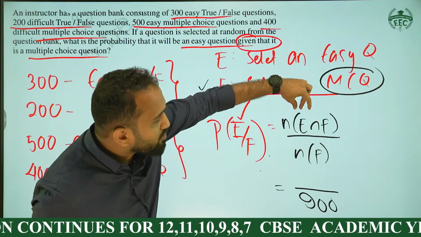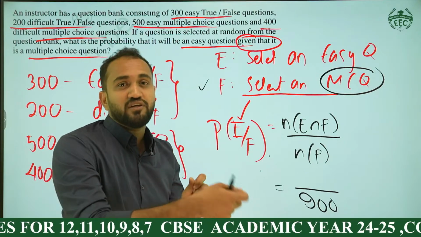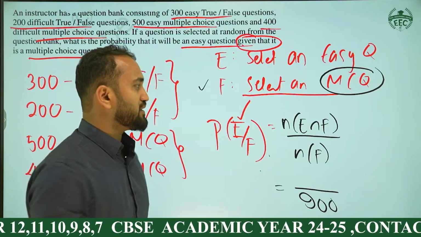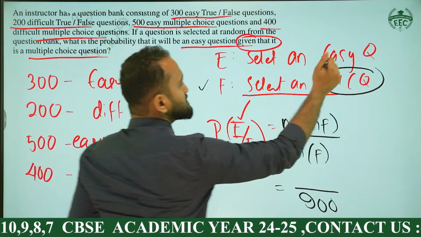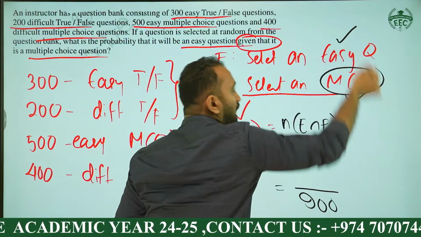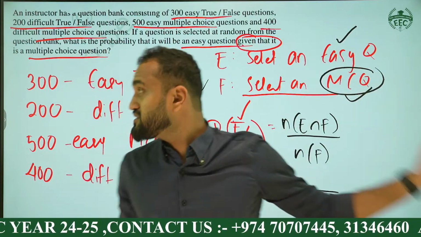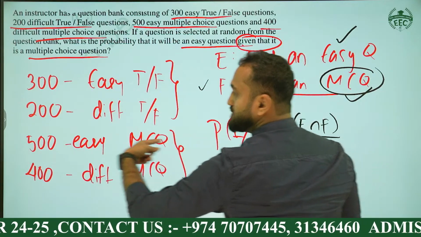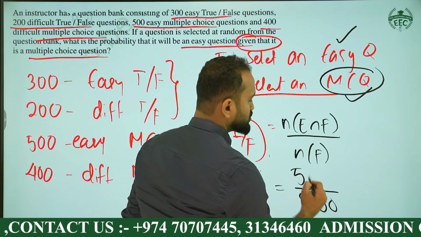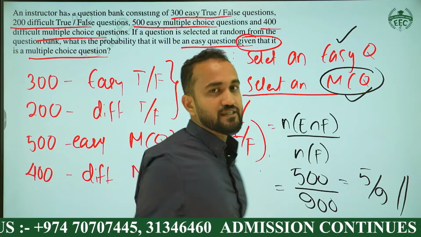Tell me what is the meaning of E intersection F, of event E and event F. Both of them are to be satisfied. So here E is the selection of an easy question. Event F is an MCQ. If both of them have to be satisfied, then it should be an easy MCQ. What is the number of easy MCQs here? This is equal to 500. So the answer will be 5 by 9. As simple as it is. Done.